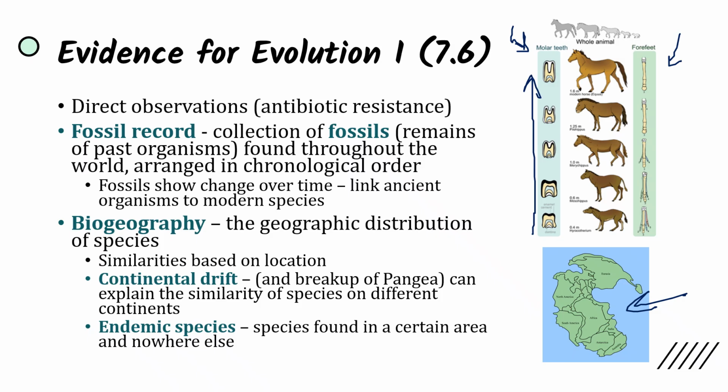So this shows that species have been created and that they have changed over time to adapt to their new environment, so that that species only exists in that one location. We also have molecular evidence showing that all of these organisms use the same genetic language, and we'll be looking more at that on the next slide.